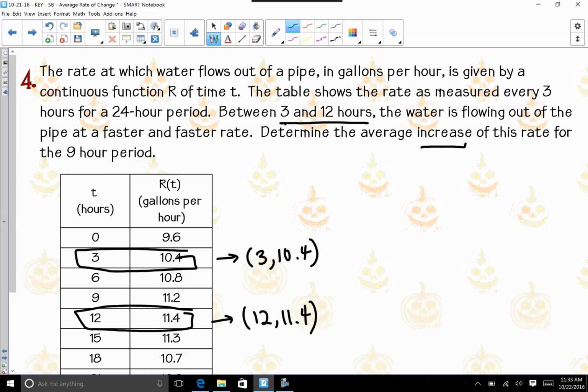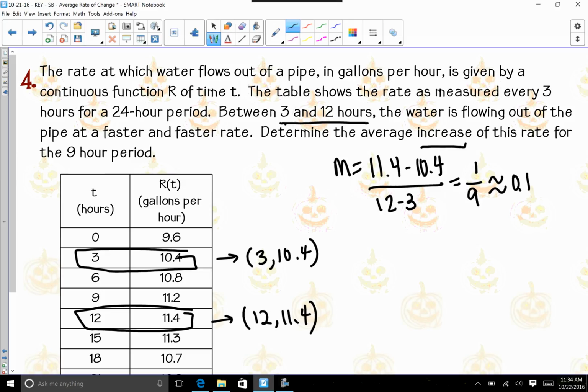Okay, so I have an x1, a y1, an x2, and a y2. So I can find this average rate of change by taking 11.4 minus 10.4 and dividing it by 12 minus 3. It's the change in y over the change in x. And we end up with 1 over 9, and this is approximately, and I'm saying approximate because I'm rounding, 0.11.